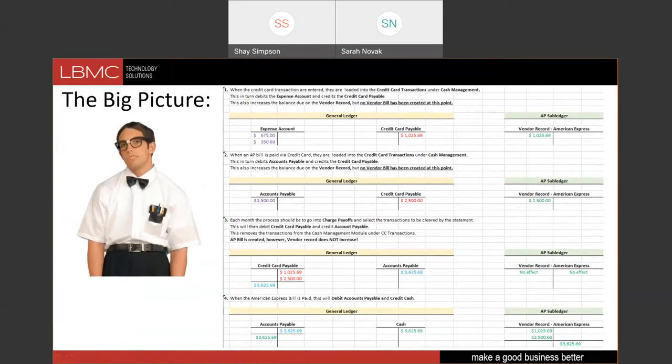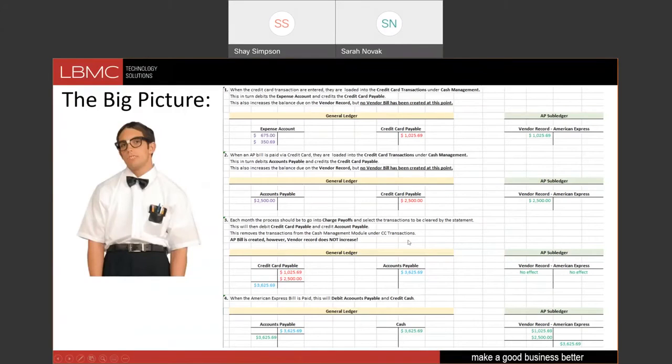When we pay our AP bills via credit card, it is debiting accounts payable and crediting that credit card payable, again increasing the amount due on the vendor record to American Express.